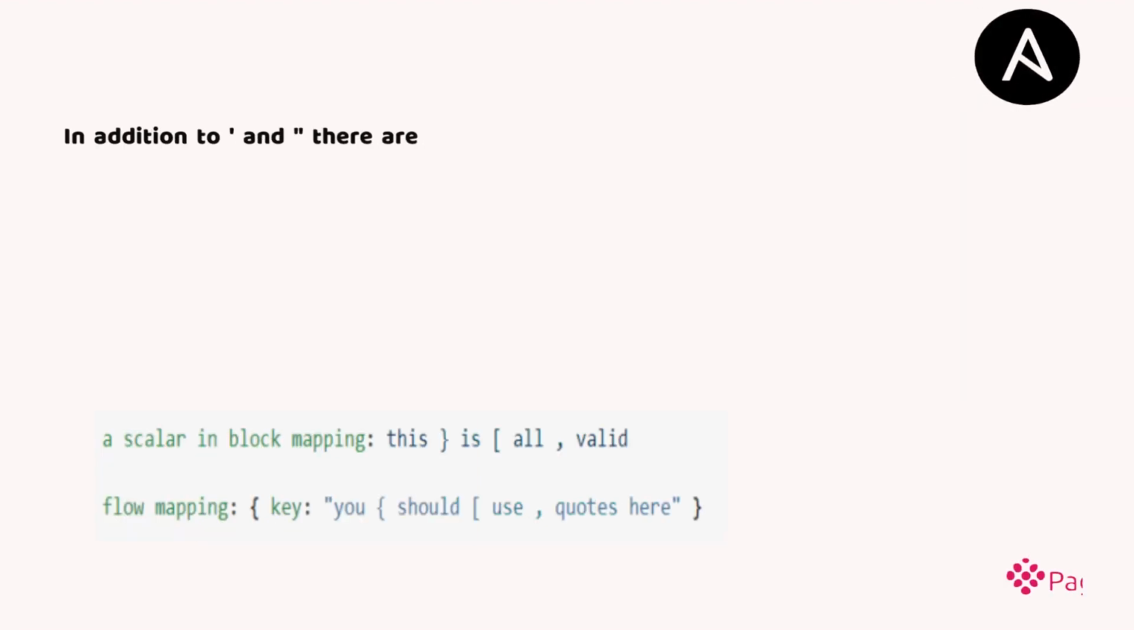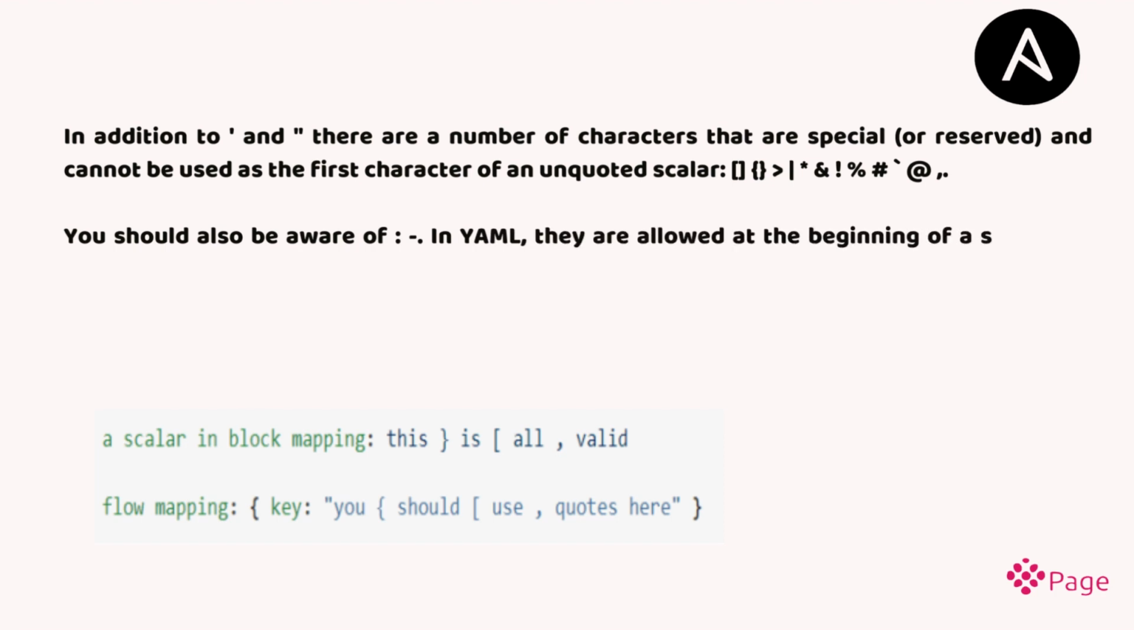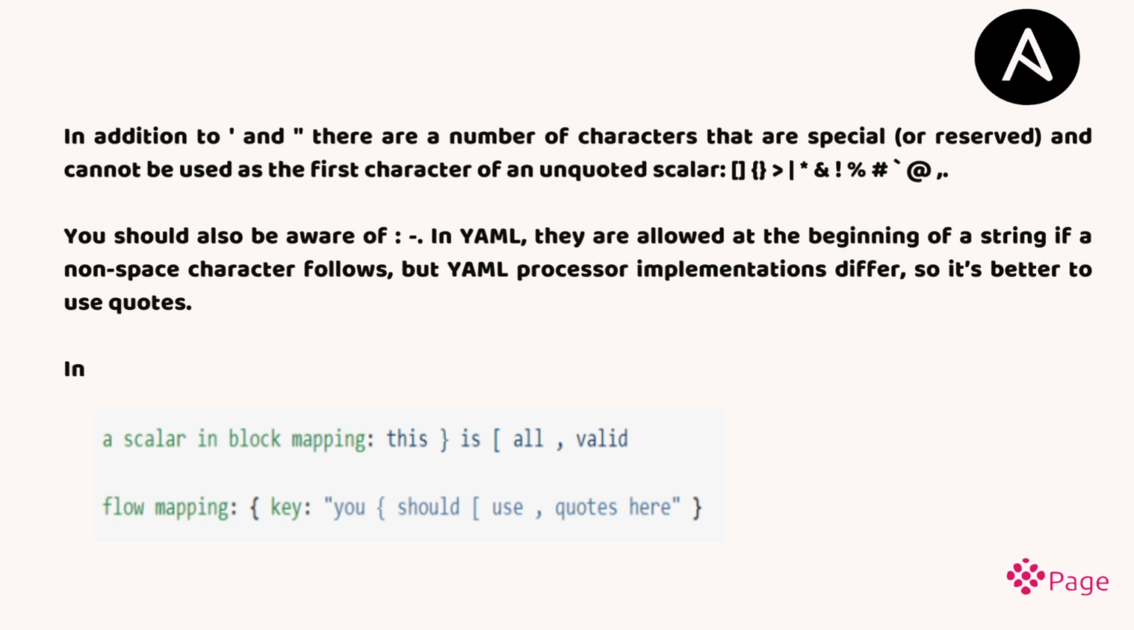In addition to and, there are a number of characters that are special, or reserved, and cannot be used as the first character of an unquoted scalar, greater than, asterisk and, %@. You should also be aware of. In YAML, they are allowed at the beginning of a string if a non-space character follows, but YAML processor implementations differ, so it's better to use quotes.